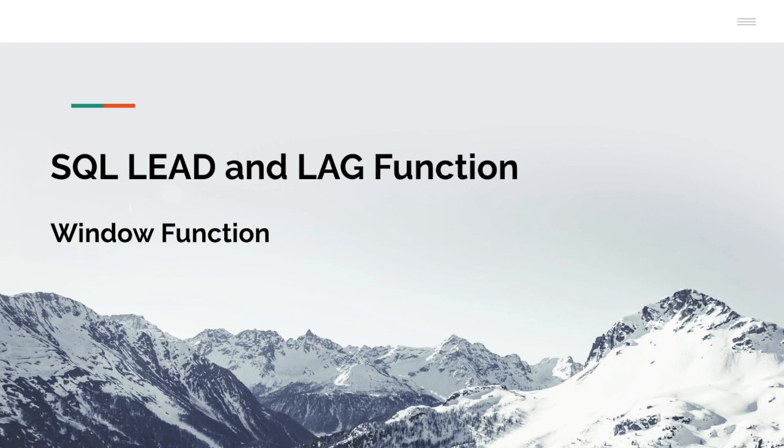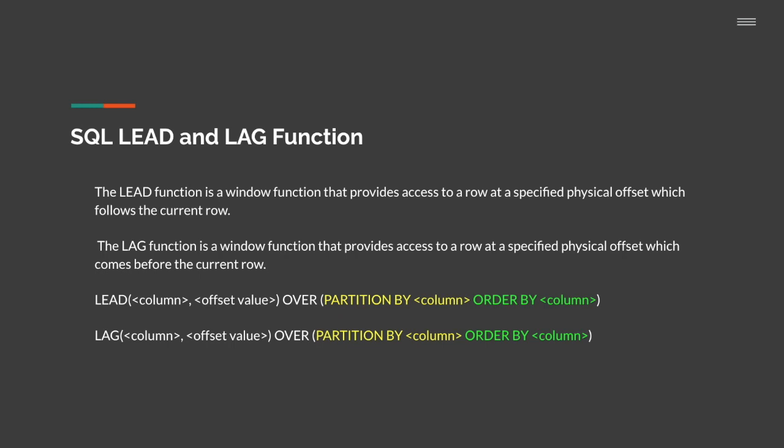Let's take a look at how to use the SQL lead and lag function. The lead function is a window function that provides access to a row at a specified physical offset which follows the current row. The lag function is very similar to the lead function. However, it provides access to a row at a specified physical offset which comes before the current row.